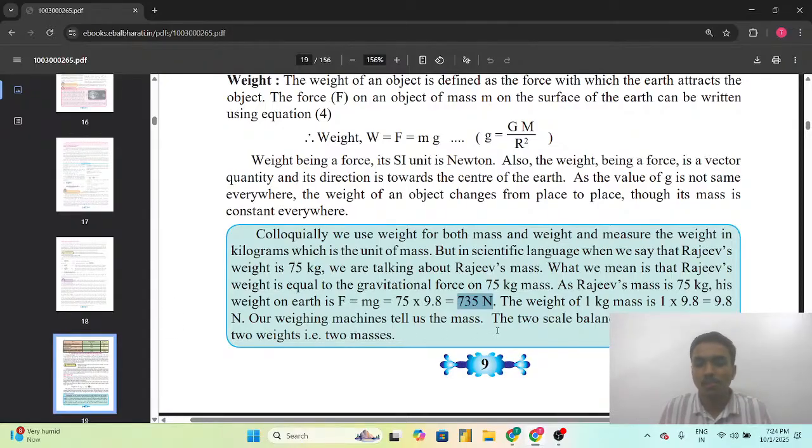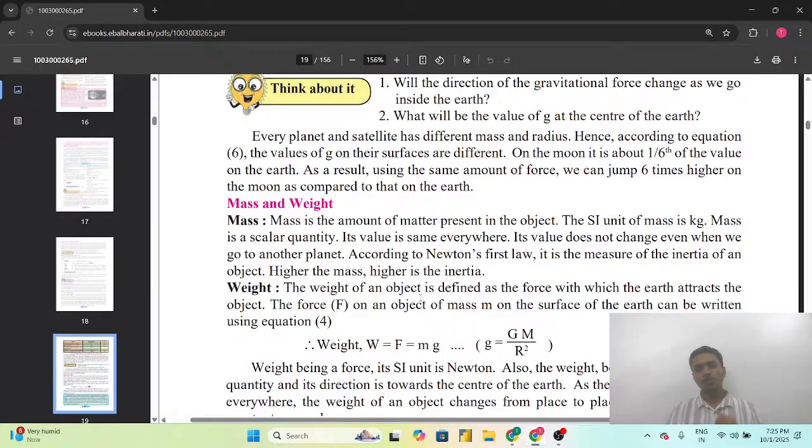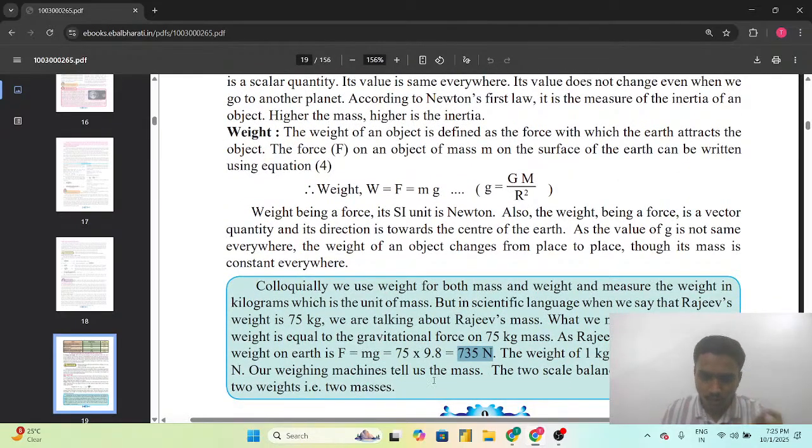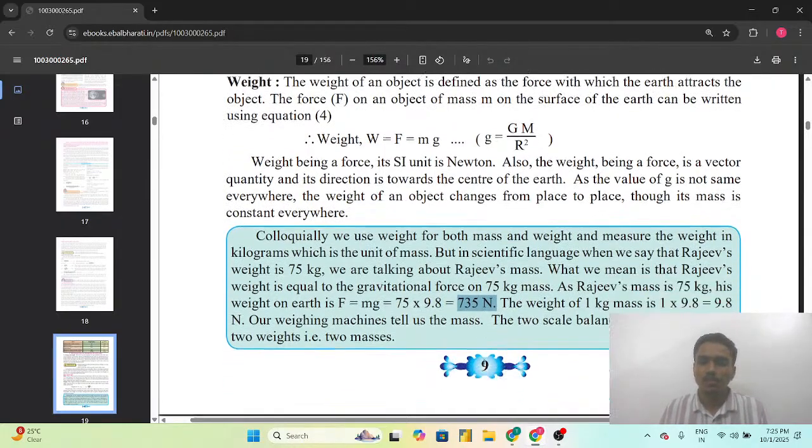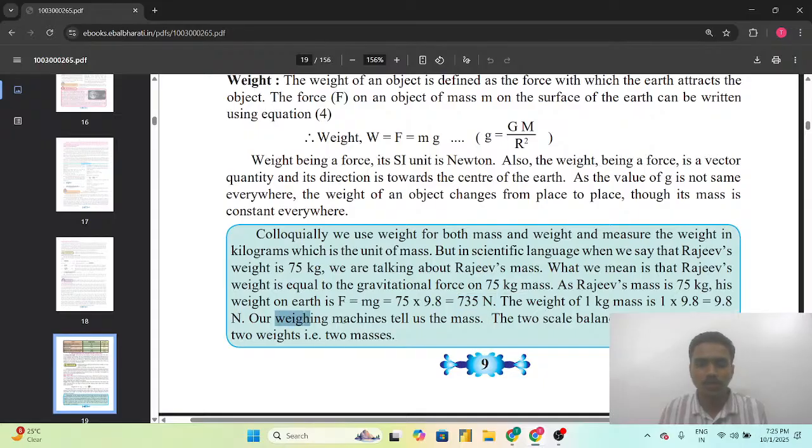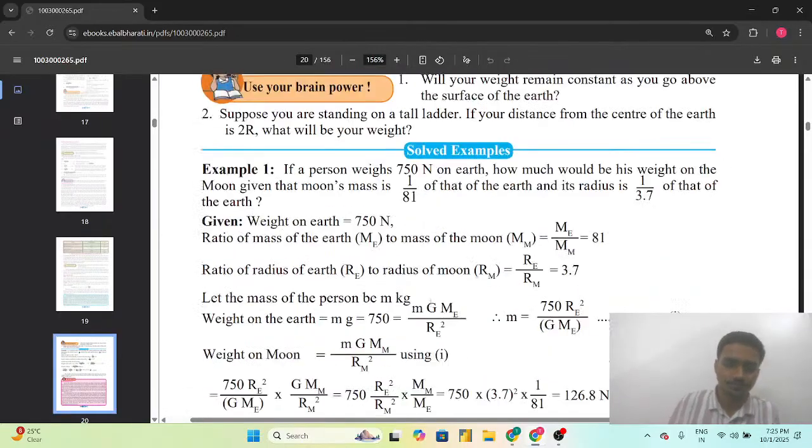Our weighing machine tells us the mass. एक्चुअली जो वेट वेइंग करने की मशीन होती हैं, they are actually telling the mass, and mass is the amount of matter which is present in the object. But if you want to calculate the weight of an object, we have to multiply the mass with the value of g, that is the acceleration due to gravity, which is 9.8. Then we will get the weight of the object. The mass is what is actually shown by our weighing machines. So two-pan scale balances in the shops compare two weights, that is, two masses.